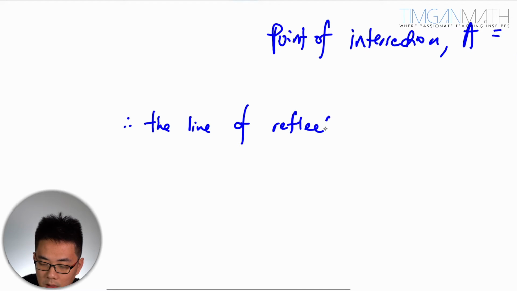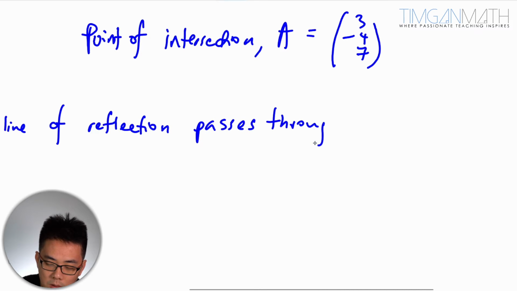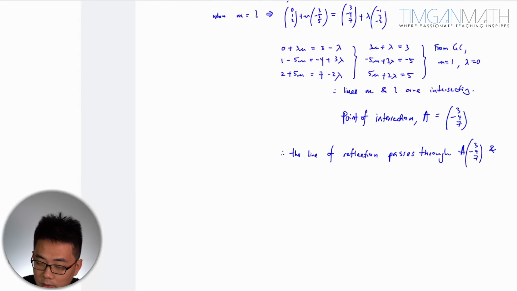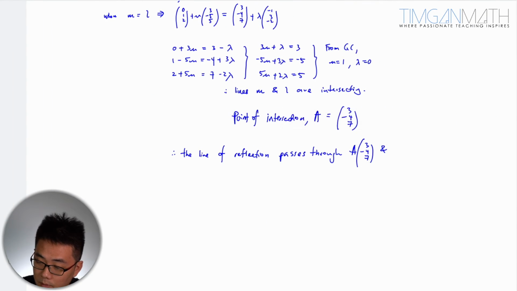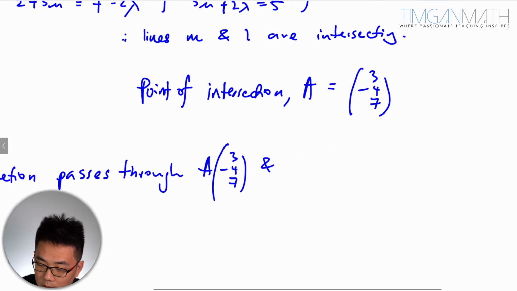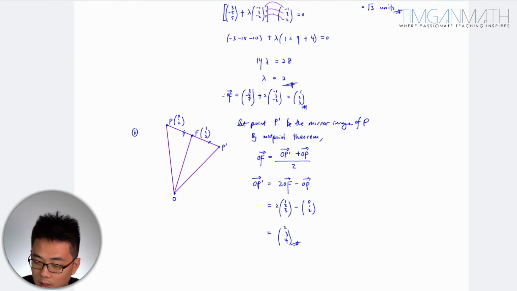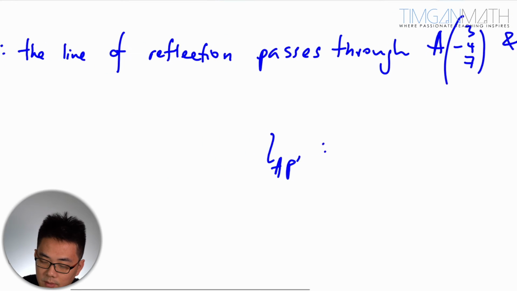So the line of reflection will pass through A and P prime, which is what we found just now. P prime is actually 2, 3, 4. There you go. So once done, the line AP prime is the line of reflection.